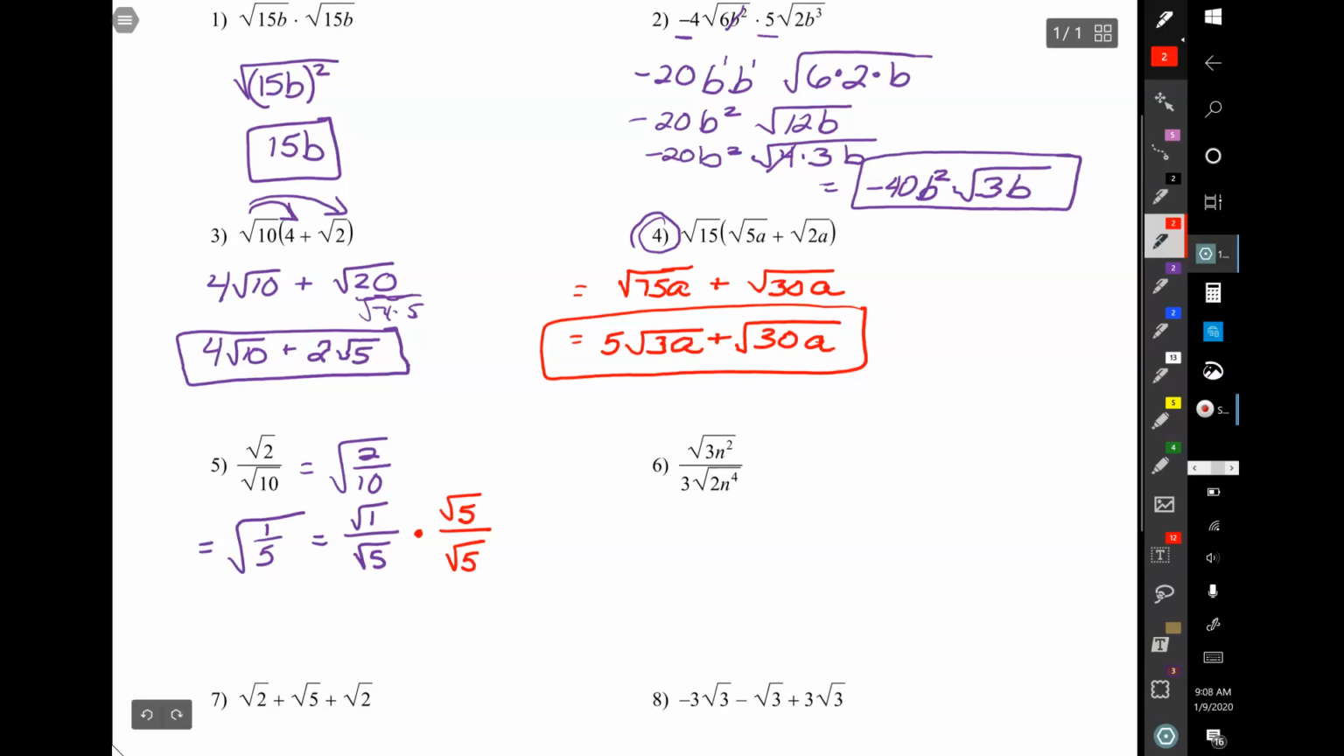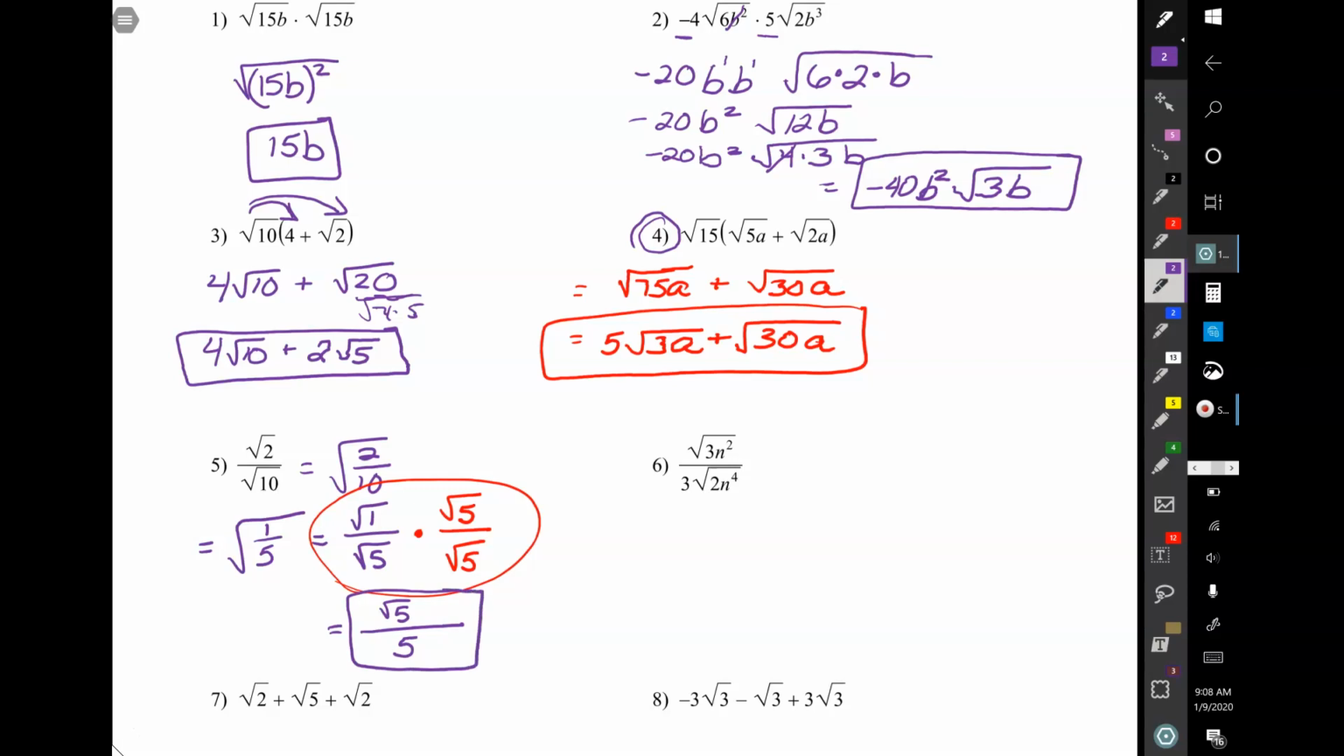So now I have this whole thing here, square root of 1 times square root of 5 on the top. So that's going to give me just square root of 5. And in the denominator, I'm going to have square root of 5 times square root of 5, which would be square root of 5 squared, which is just plain 5. And that would be my final answer, square root of 5 over 5. That's called rationalizing the denominator. So we're getting rid of the square root, which could be an irrational number, and we're making sure that it's something that's rational.